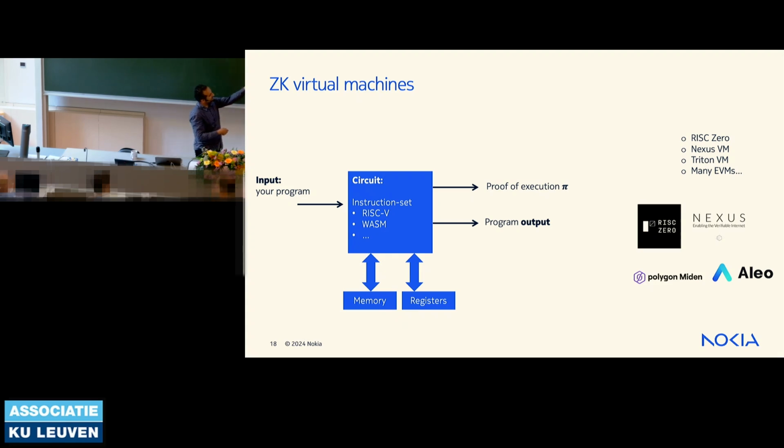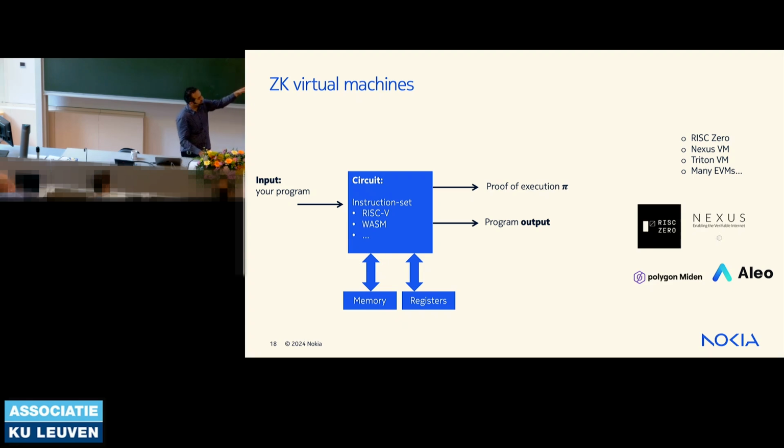And then you have to deal with the registers and memory as well. Because these instructions might read from memory, they might edit the memory, they might put something in the registers. But all the time, you have to make those things also consistent and keep a trace of them. And eventually, you can generate a proof and also the program output.